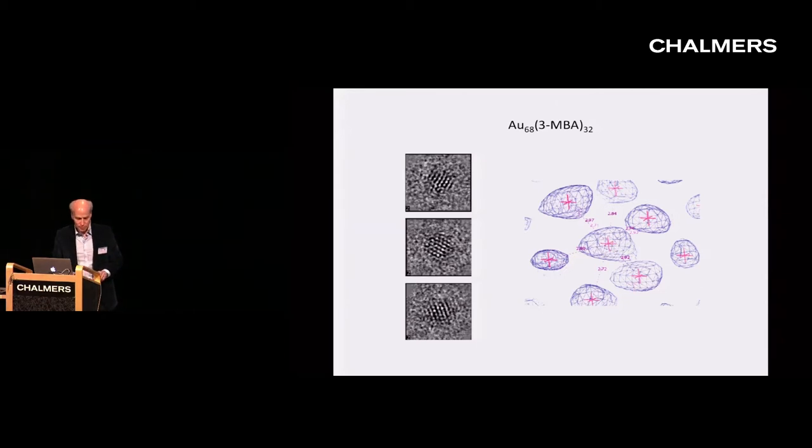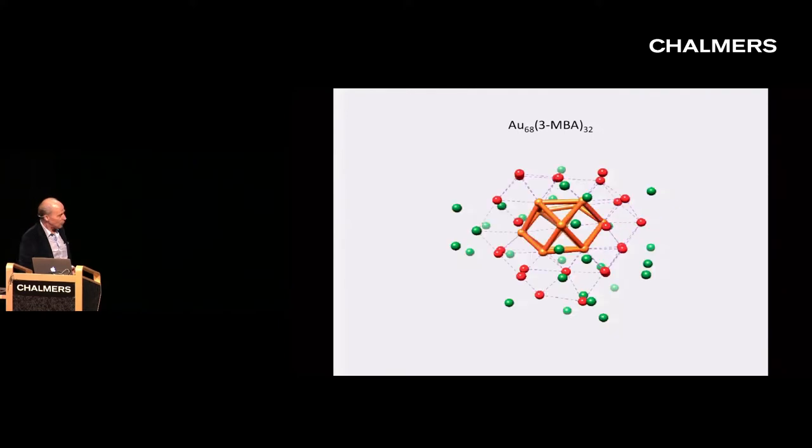Now, we could not determine the locations of the sulfur atoms by electron microscopy, but we could infer their locations, indicated here in green, from the bonding motif in gold 102, and these locations were confirmed by Hannu Hakkinen and a group in Jyväskylä in Finland by density functional theory calculations.